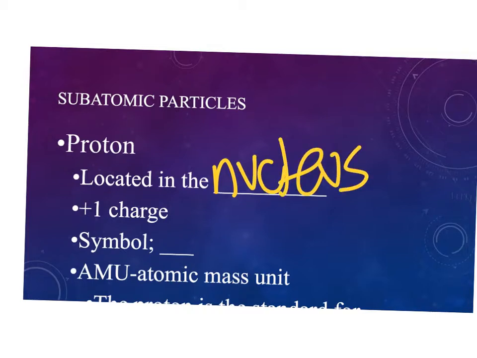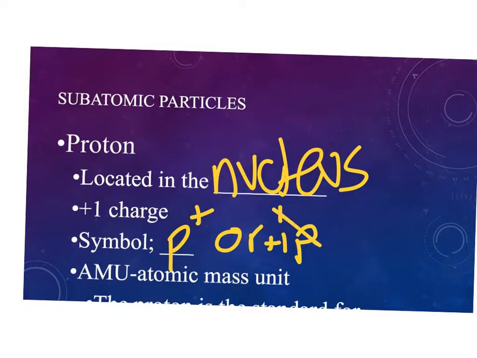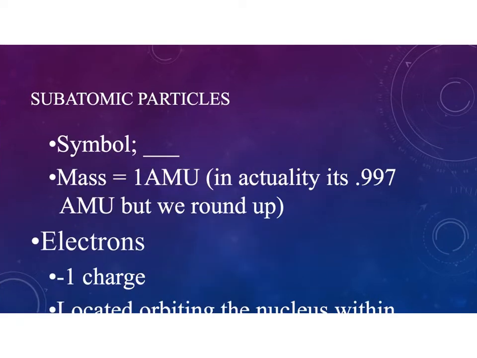So protons, they're located within the nucleus. They have a positive 1 charge. Their symbol is either P plus, or it can be P 1 plus. We rarely use this one. This is definitely what you'll see most of the time. And AMUs are atomic mass units. And the proton is the standard for atomic mass units. So therefore, 1 proton equals 1 atomic mass unit, basically.